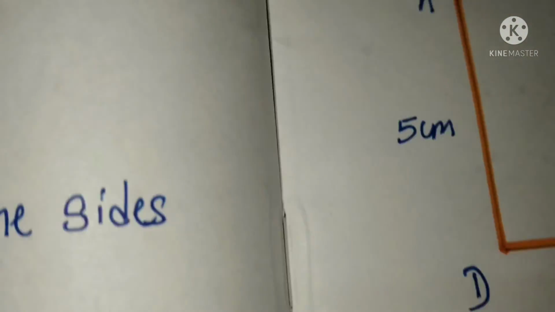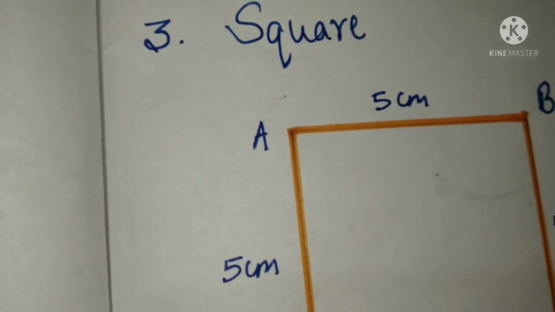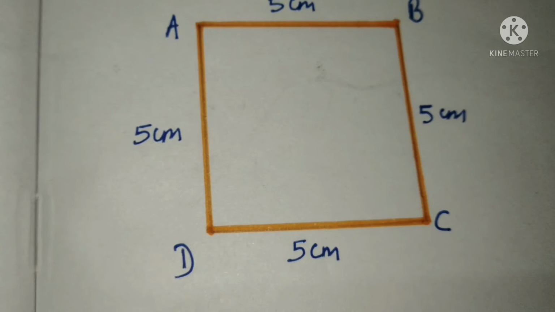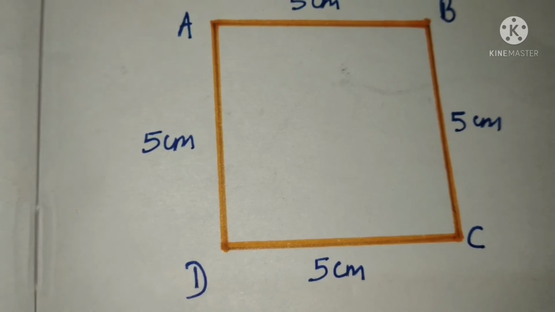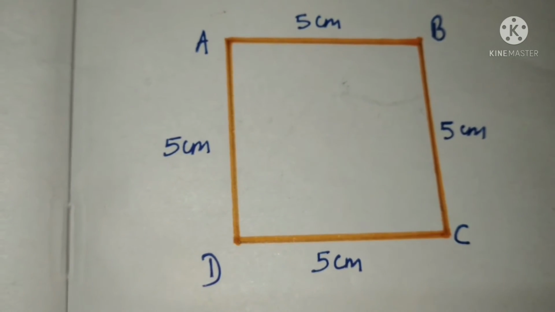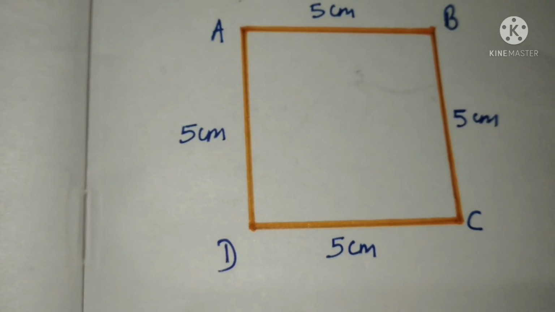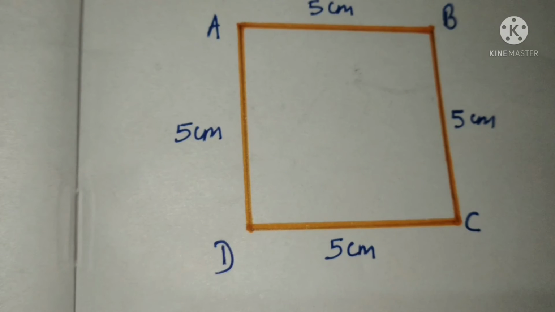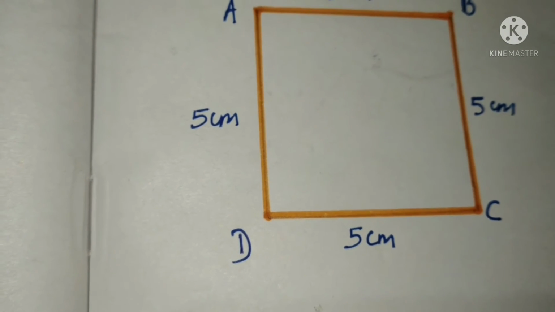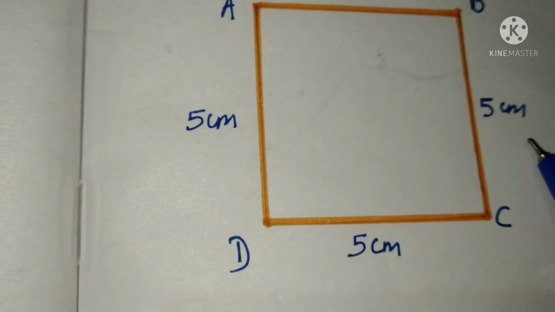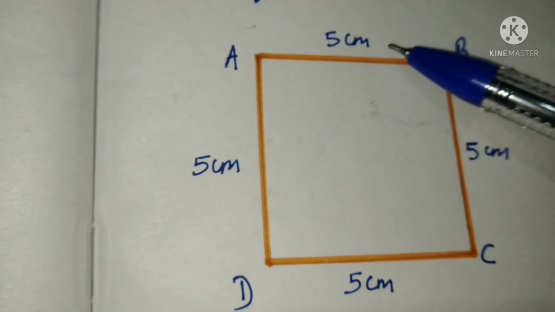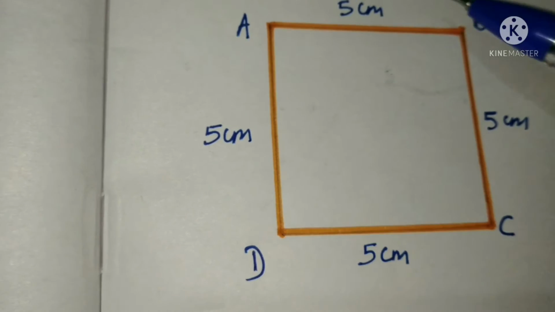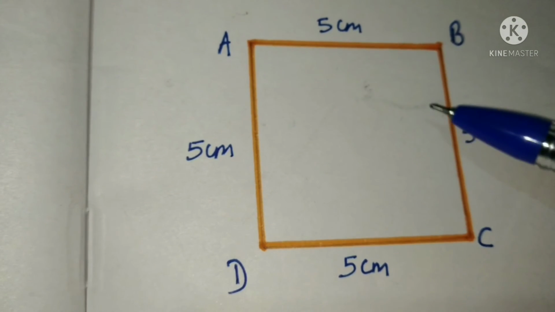Now we have the next figure, and this is a square, and I hope you all have heard this term before. This is a square. So in case of a square, all four sides will be equal to each other. As you can see in this video, AB is of 5 centimeter, so are BC, CD and AD. So each side of this square is of 5 centimeter. Now if we are asked to find the perimeter of this square, we will have to add the lengths of all the sides of this square. So 5 plus 5 is 10, 10 plus 5 is 15, and 15 plus 5 is 20. So 20 centimeter is the perimeter of this square.